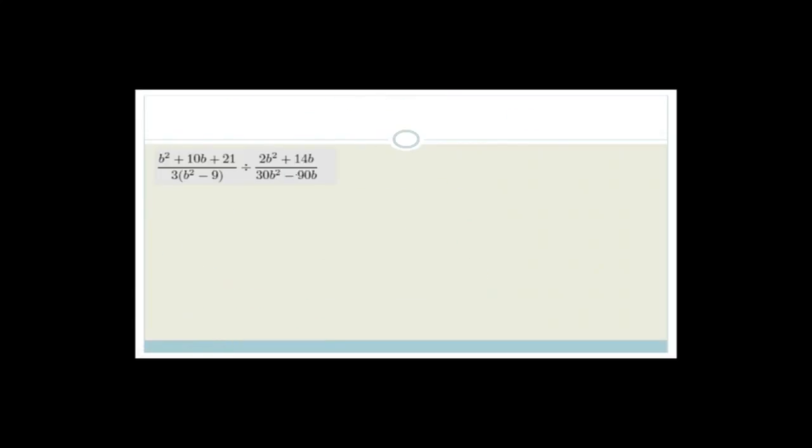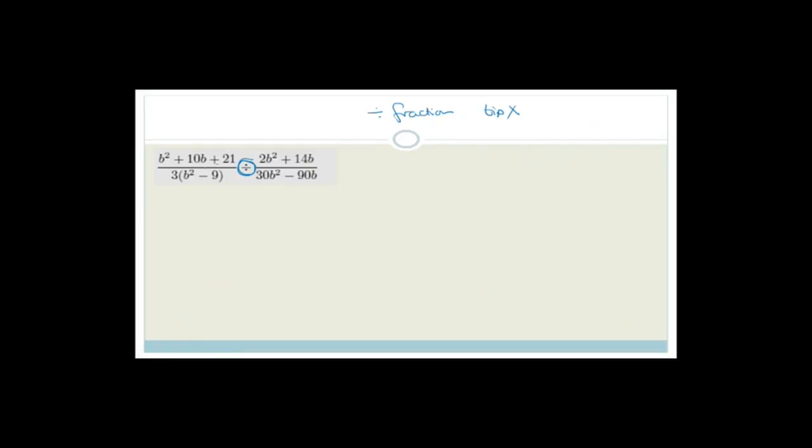Right, so let's do this one. This is a little bit more complicated because not only are we going to have to factorize and cancel, but do you see there's a divide? So what do we do? We know that when we're dividing by a fraction, what do we have to do? We need to tip and times. That's what we always get taught at school, tip and times.